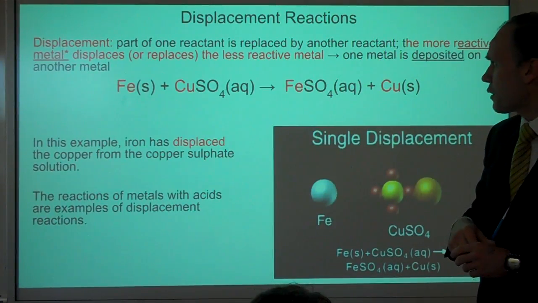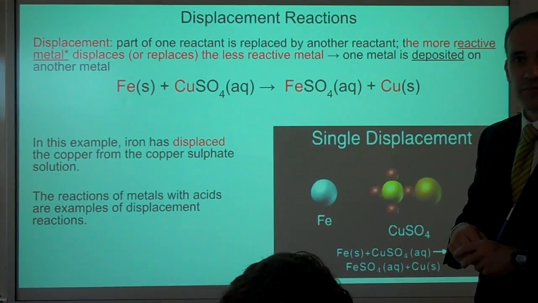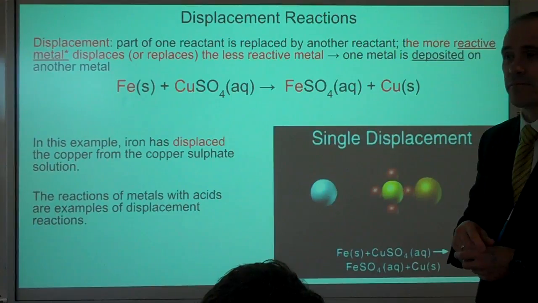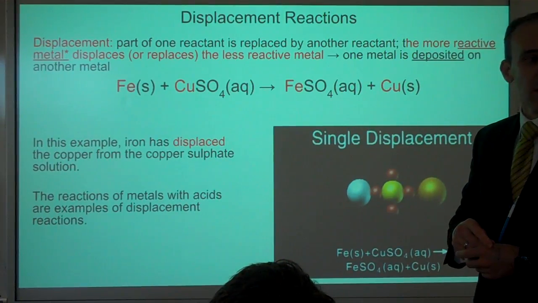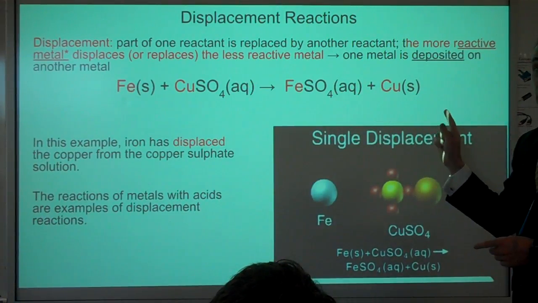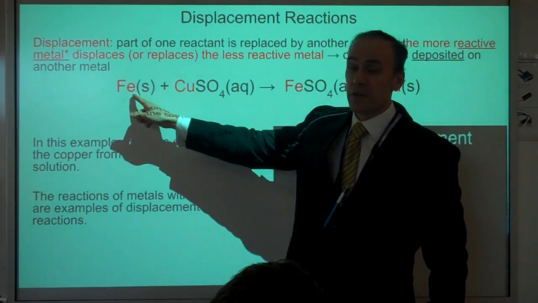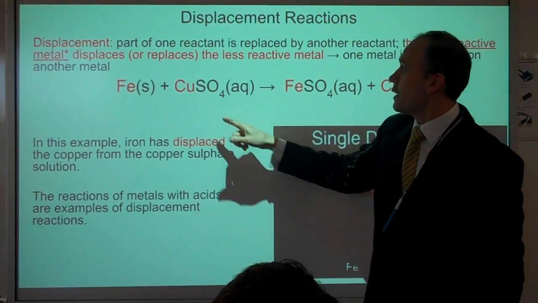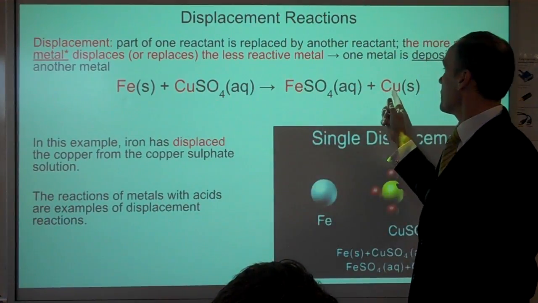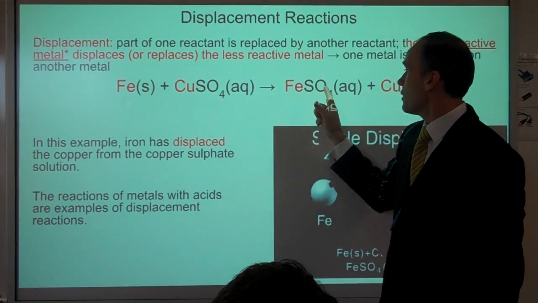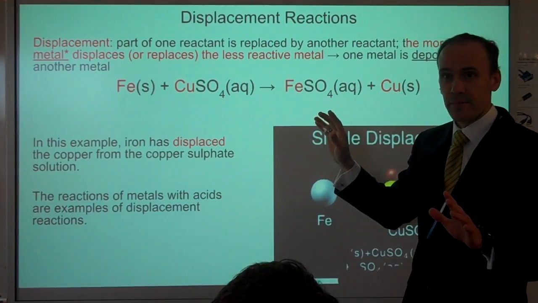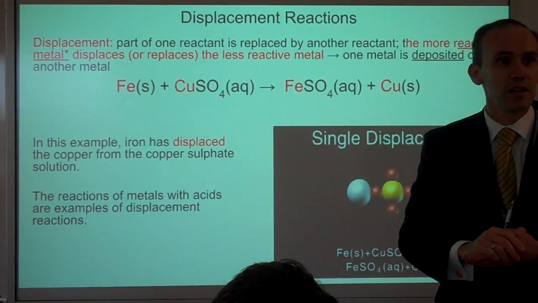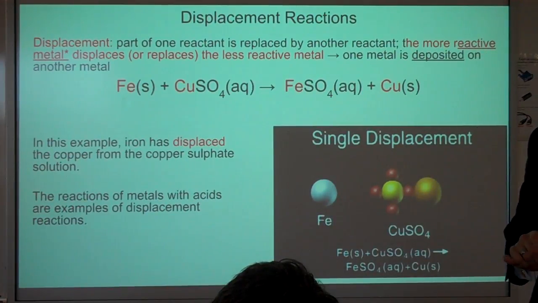But just quickly, is that equation balanced? How can I tell? What do I look for in a balanced equation? Same amount on either side of the arrow. So how many iron do I have here? One. How many over here? One. How many copper? One. How many copper? One. Sulfate? One sulfate, so we're okay. So we're fine. Okay. So that would be exceptionally easy to balance that equation.